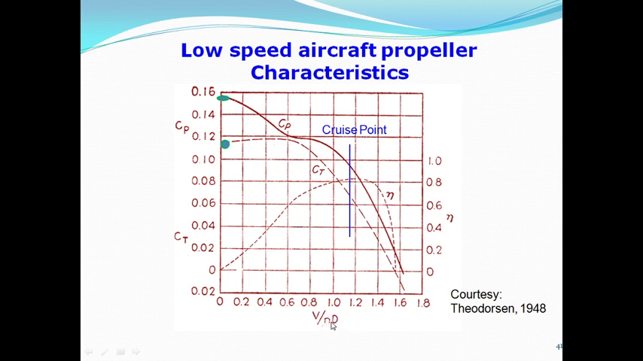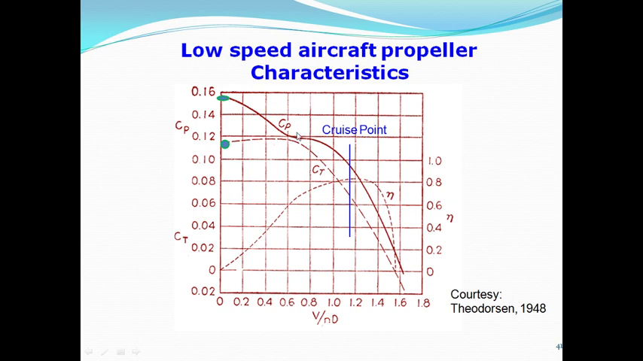propeller blade. Okay, if you see, this is for the low speed aircraft propeller. The characteristics will be like this. It's the same as what we discussed in the last slide, but here we are trying to show you the values. V by ND is around 1 to 1.2. That means your flight velocity V and the propeller velocity ND are more or less the same. When these are the same, you will get the maximum efficiency, eta curve. And these are the thrust force, CT.